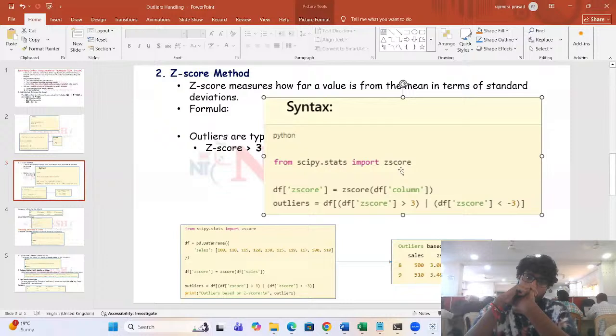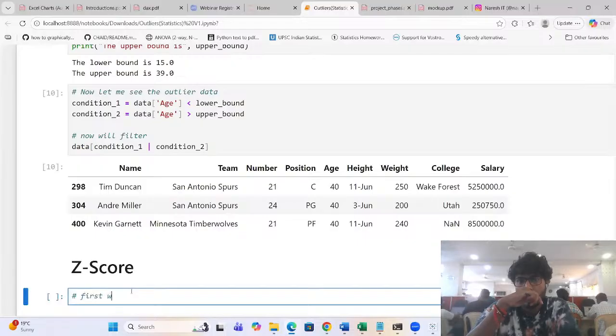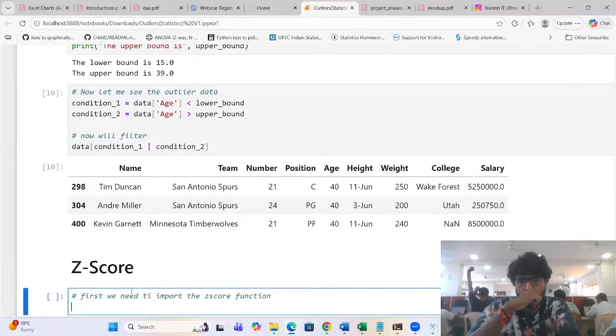Here I'm importing that. Next, using the zscore function, I'm passing as input the column for which I want to identify the outliers. Whenever you do this, you'll get a list of values, and I'm storing those values as a new column. First, we need to import the zscore function. How do we import this?